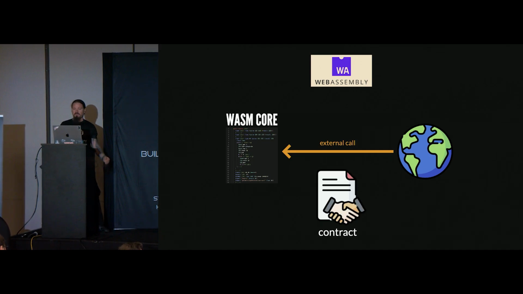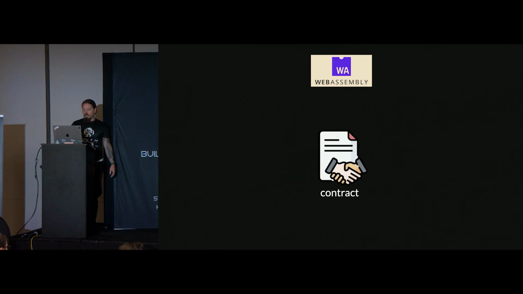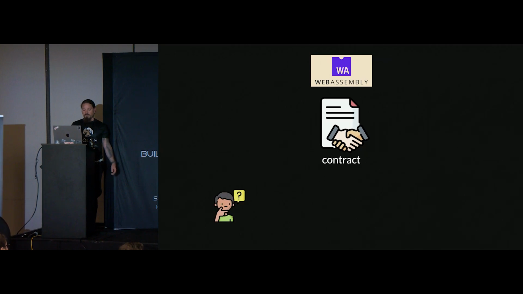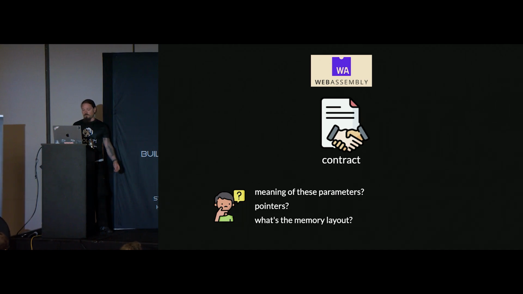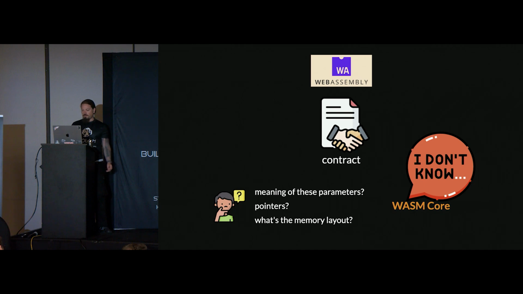So if we have exported functions, that means that we can do an external call to a WebAssembly module. But to do that, we need some kind of a contract. Why? The reason is that without a contract we don't know the meaning of these numeric parameters of these exported functions. Are they pointers? Probably they are. But if they are pointers, what's the required memory layout? Where should I put my data before I'm calling these functions? The core WebAssembly standard is not specifying this. It's something you have to figure out on top of it.